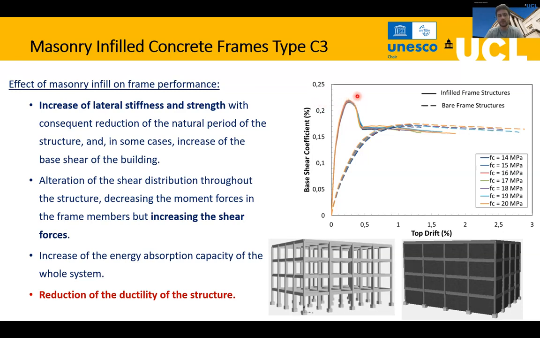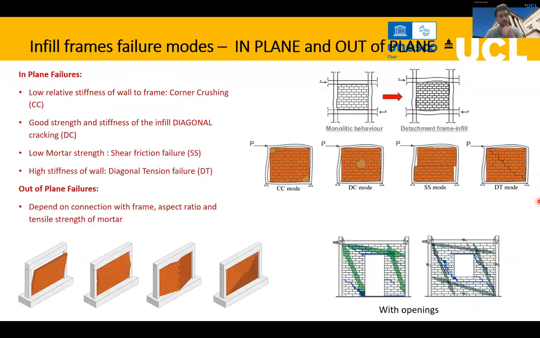But after some point, when these infills start to fail, you will have a decrease in the capacity in terms of strength, and you will have a damaged frame. The most important problem to be considered of this type of building is that you will have a reduction of the ductility in the structure. This will generate some kind of brittle behavior that is not wanted in this type of buildings, as we saw with the capacity design approach.